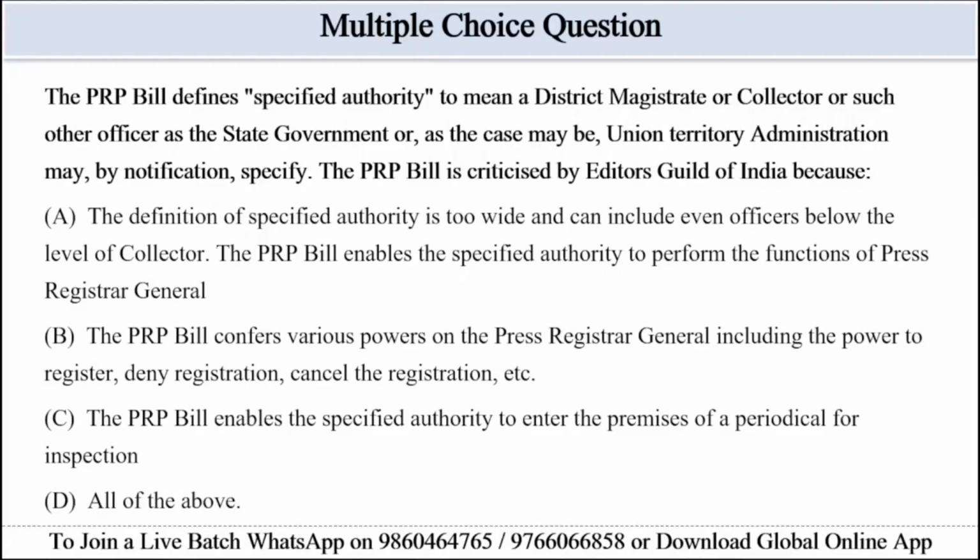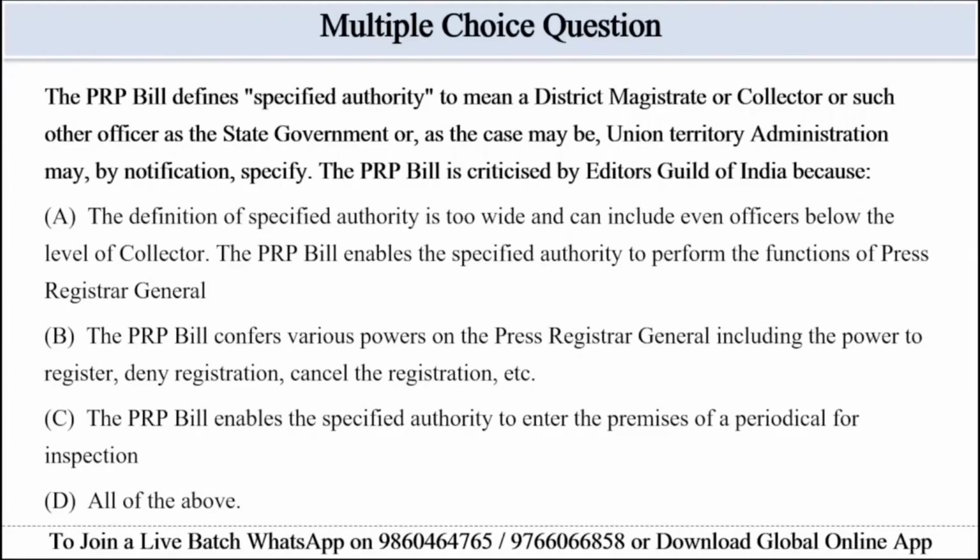In case of option B, the PRP bill confers various powers on the press registrar general, including the power to register, deny registration, cancel the registrations, etc. So the passage explicitly notes the bill allows denial and cancellation of certificate and criticizes the intrusive nature of these powers.